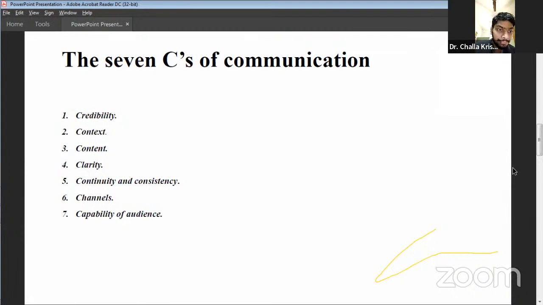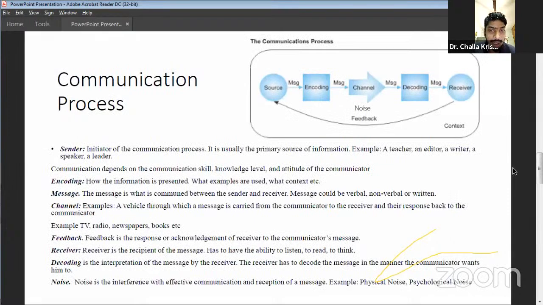Next slide, please. So the next slide talks about the communication process. We have already discussed this, but I'll give a brief explanation about the communication process. The communication has a source, that is the sender, and then the message, and then the message is encoded. So what is encoding again? Encoding is basically how the information is presented. For example, when I start the class, I start with good morning, and then I end with take care, goodbye.